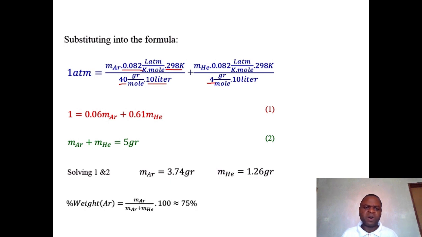So we can convert them to percentage. The percentage weight of argon is the mass of argon over the mass of argon plus the mass of helium, times 100, which is 75%. And the weight of helium can be taken as the difference from 100, which is 25% weight. So these are the ratios of the two, that is argon 75%, helium 25% weight. Okay, so this was number 1.